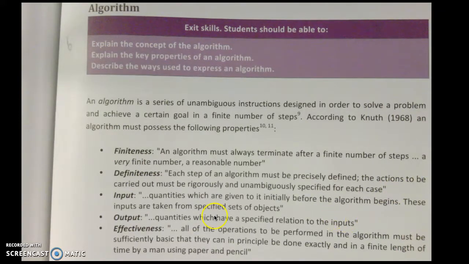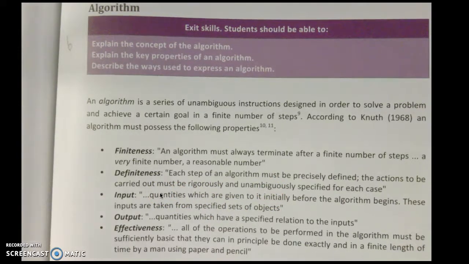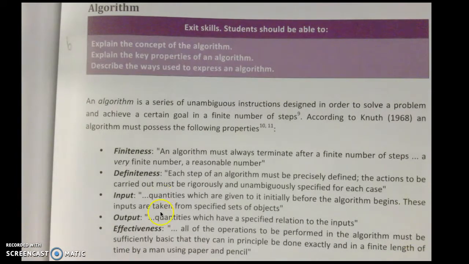Input: quantities which are given to it initially before the algorithm begins. These inputs are taken from a specified set of objects. In the peanut butter and jelly case, you could think about this as our initial place setting. Everybody started with the bread, the knife, the peanut butter, and the jelly in the same position. So we all had the same input before we did our definite sequence of steps on it.